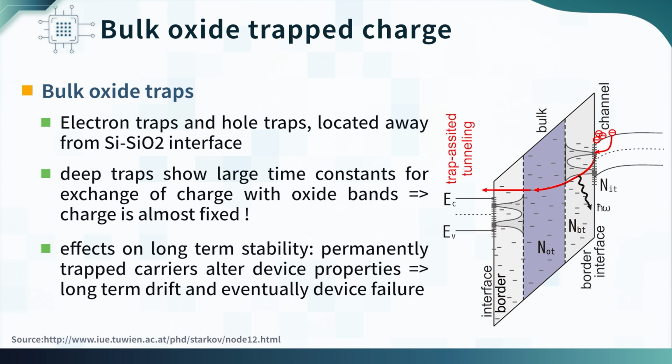And one more thing I want to mention is that in the region between the bulk trap charge and the interface trap charge, there's a region here that can also have traps. And this is what we call the border trap. So the border trap is trapping a little bit far away from the interface, but it's closer than the bulk oxide trap.